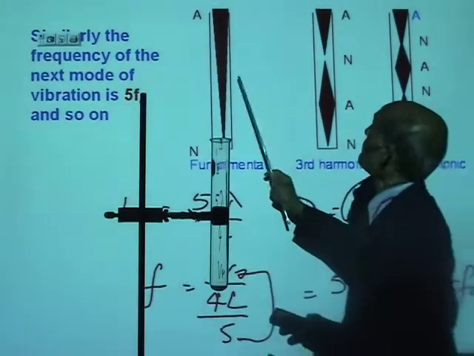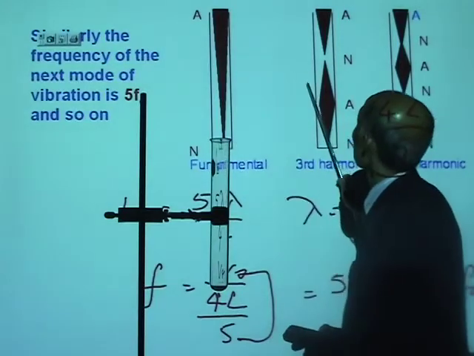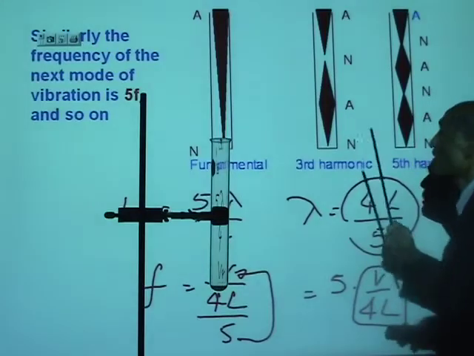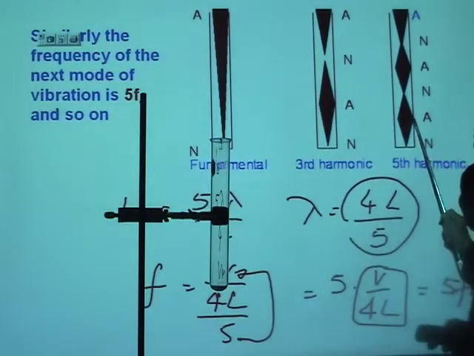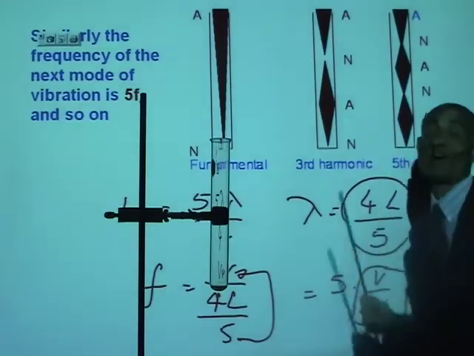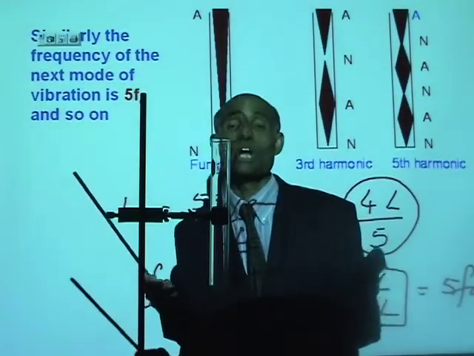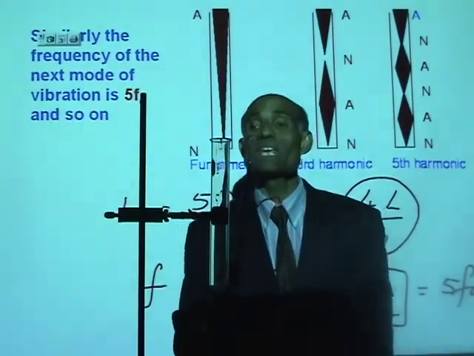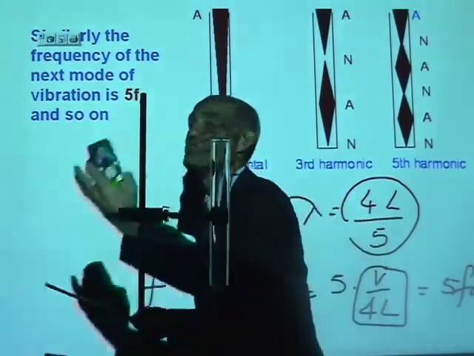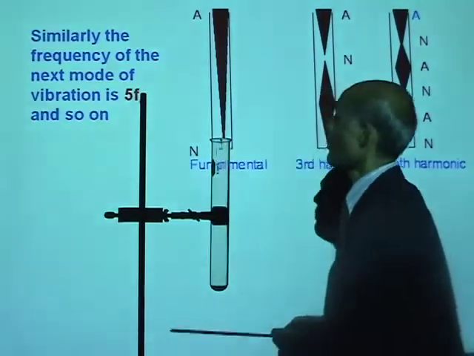So the first mode is the fundamental. The second mode is 3 times the fundamental. That is the third harmonic. And the next one is 5 times the fundamental, the fifth harmonic. So you notice in a closed tube, all the even harmonics are missing. There is no second harmonic, no fourth harmonic, and so on.